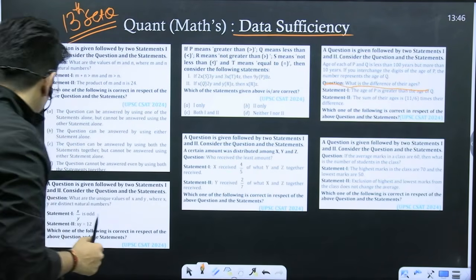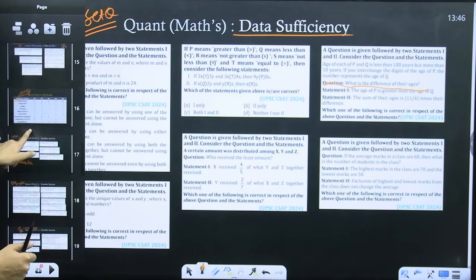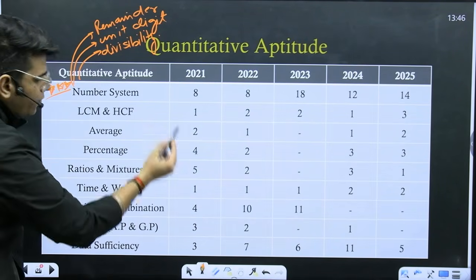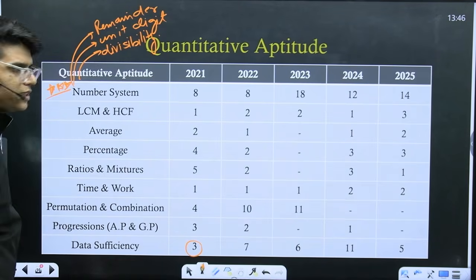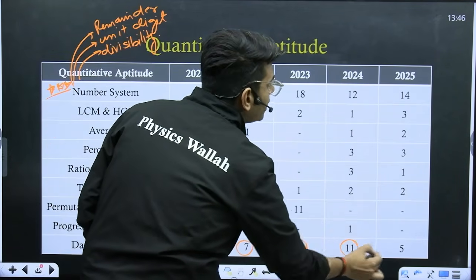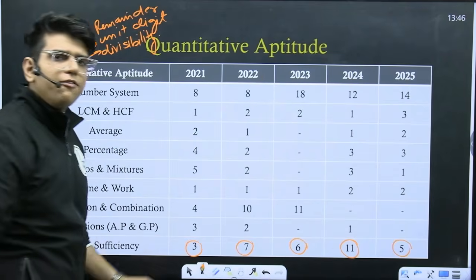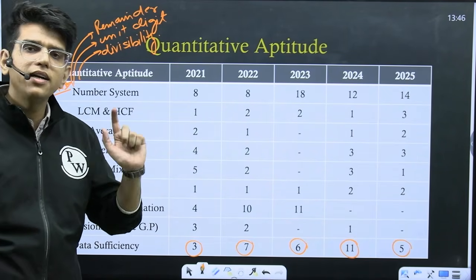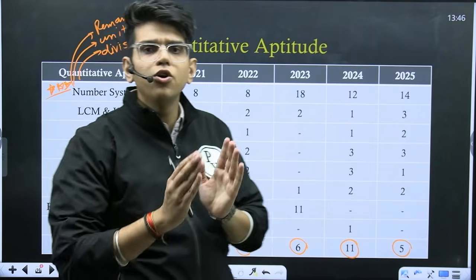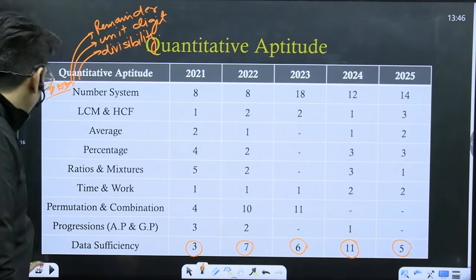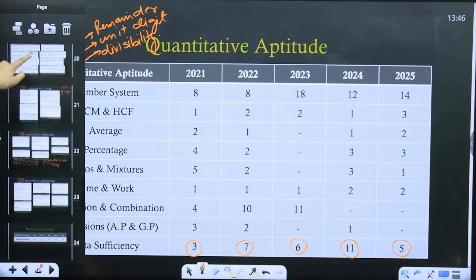If you look at this table, you can see for the last 5 years, in 21 you got 3 questions from data sufficiency, in 22 7, 23 6, 24 11, and in 25 you got 5 questions. Every year you are getting from 5 to 10 questions from data sufficiency, and that's why it is very important. You should know how to approach data sufficiency questions. Let me tell you how to solve questions from data sufficiency now.